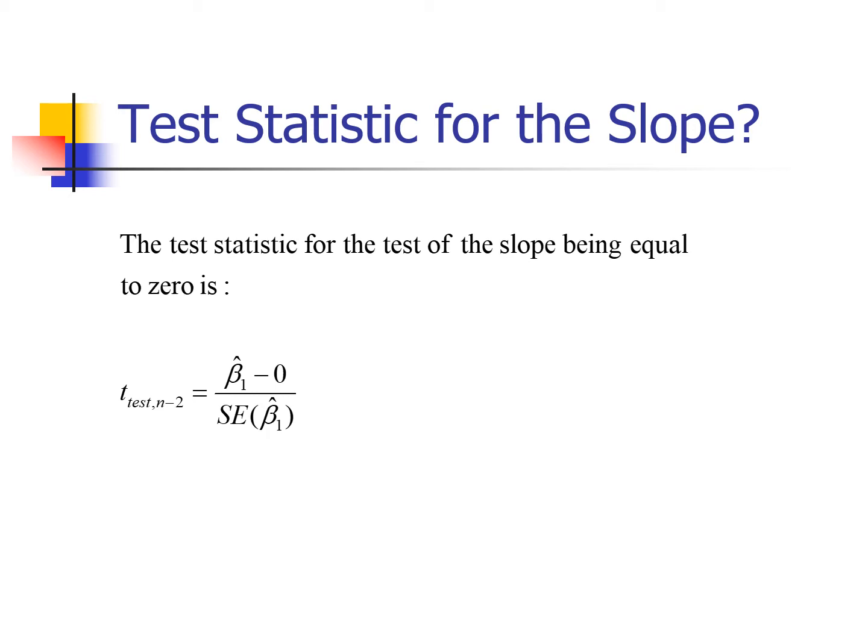Remember, beta 1 hat is a statistic. I don't know that we emphasized this part last week, but a statistic is a random variable. Most random variables have means, standard deviations, and probability distributions. The standard error just means the standard deviation of a random variable, in this case beta 1 hat. So beta 1 hat minus 0 divided by its standard deviation. It's just like the Z formula that you used in your basic statistics class.